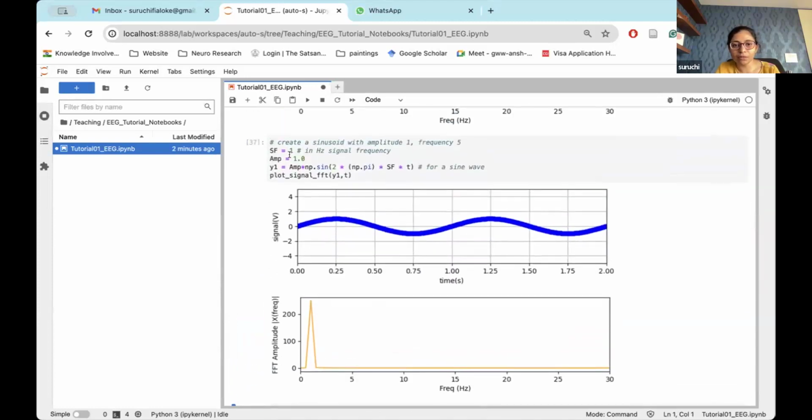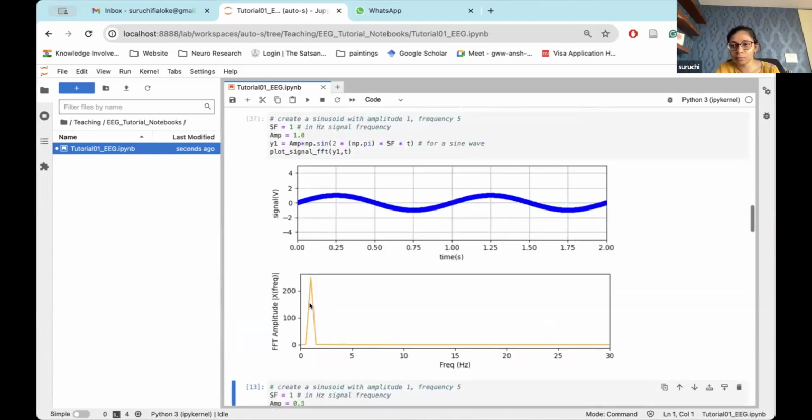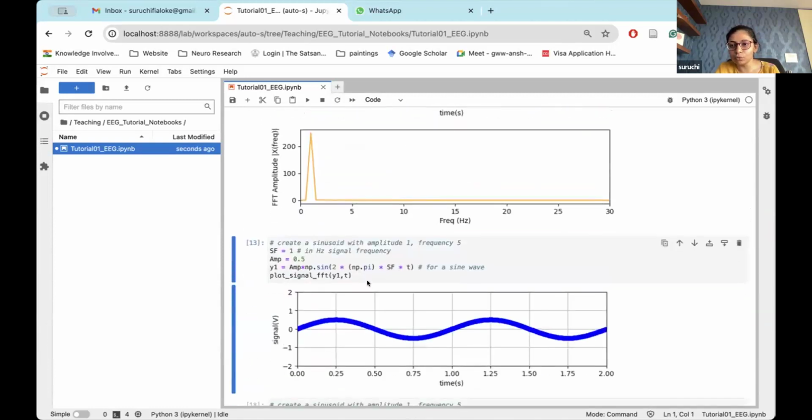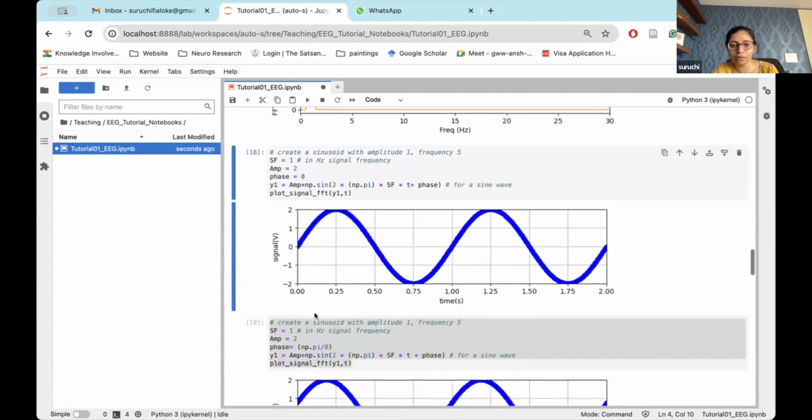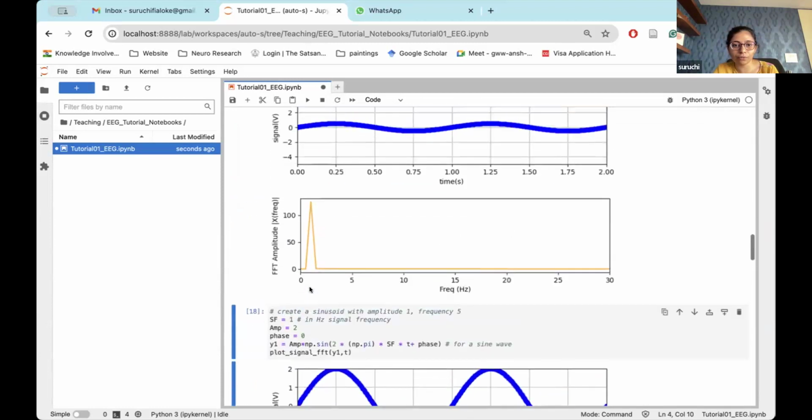Now we've given it a signal of frequency 1, and it's giving you a peak at 1. So it's a very good tool for complicated combination waves. We'll throw it the mixture also and see if it gives you the mixtures. So far we had thrown it a single wave, right? So it's all giving you the frequency.